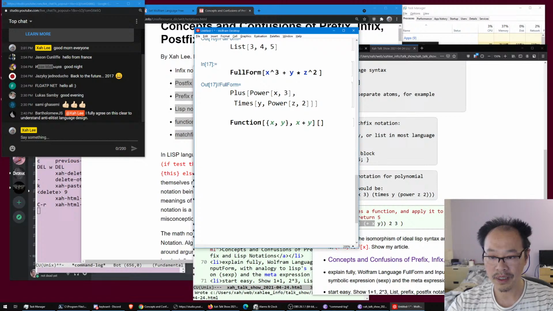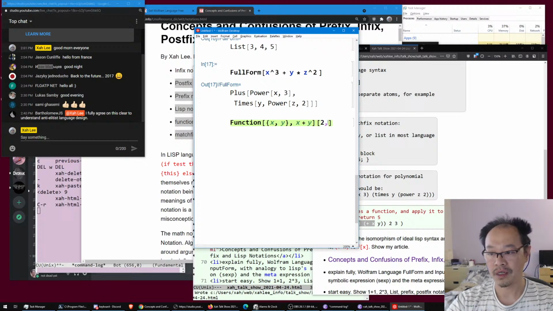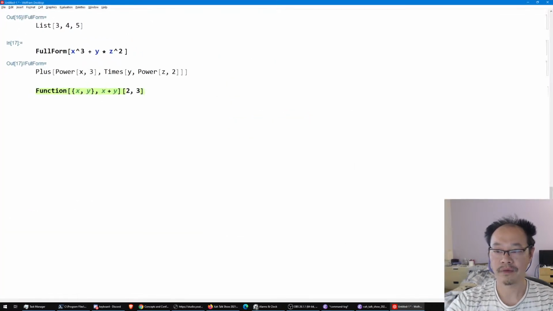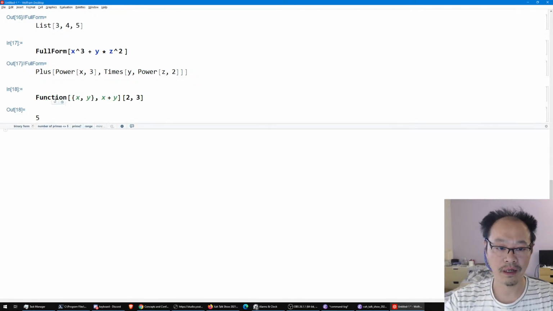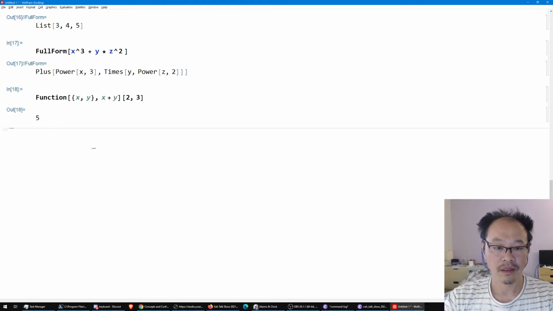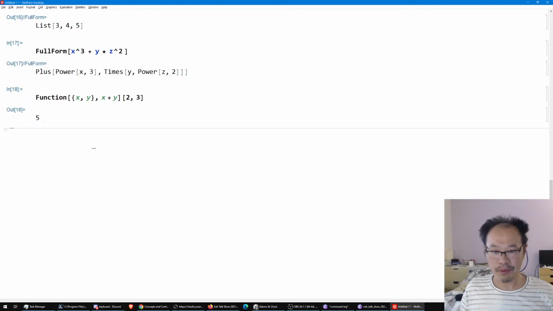Remember, the Mathematica form is the function name, then bracket, which contains the argument. So the first part is a function now. So now you just say 2 and 3. Now evaluate it. 5. Okay, so that's how you do it in Mathematica. So what is the point here?